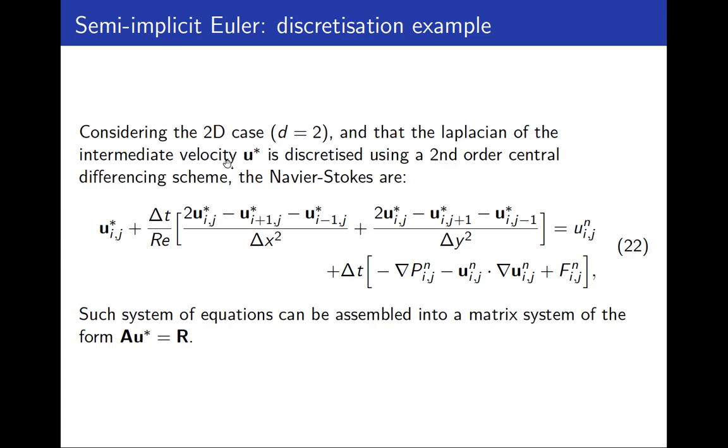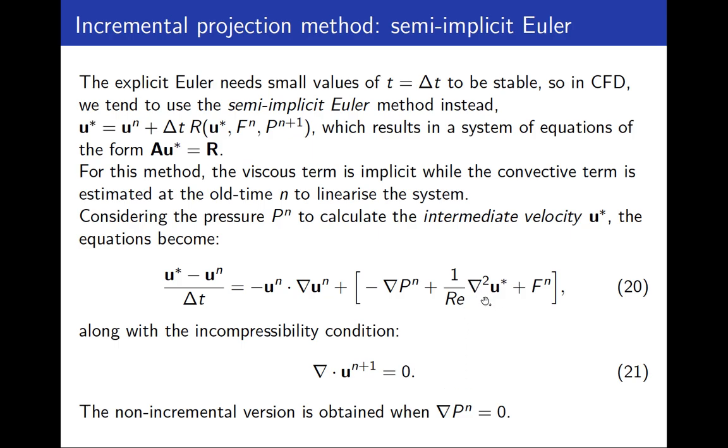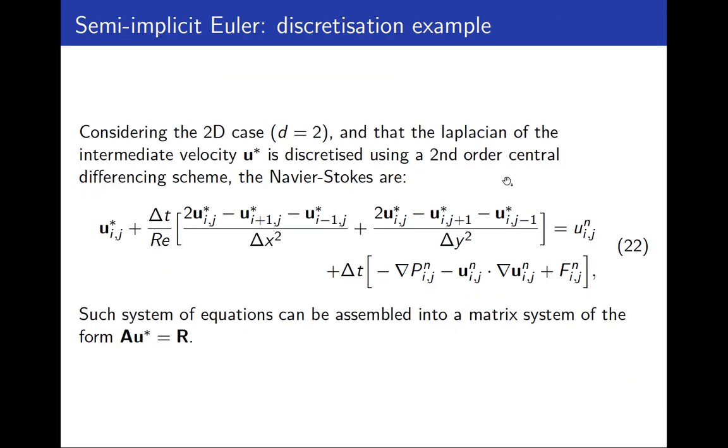So for the semi-implicit Euler, here I'm giving an example of discretization of the Navier-Stokes equations, equation 20. Let's consider the two-dimensional case. The Laplacian of the intermediate velocity can be discretized using a second-order central difference scheme. I talk about this spatial discretization method in my finite difference method video that can be found on my channel, which I will include in the comment section. So here I express the Navier-Stokes equations.